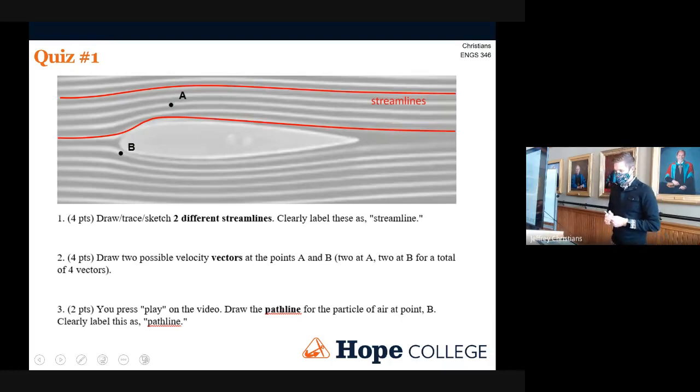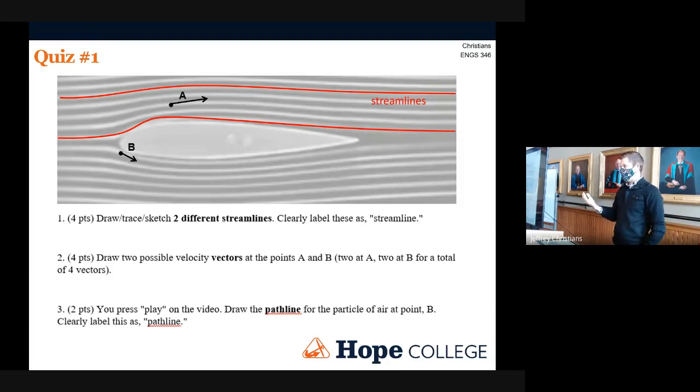Drawing streamlines, those are going to be the lines that are tangent to the velocity field. And the cool thing is the white streaks, or the black streaks, are all going to be streamlines. So if you traced them, I think, again, people got that right. The part that was tricky, and I apologize, it was tricky, was question number 2.